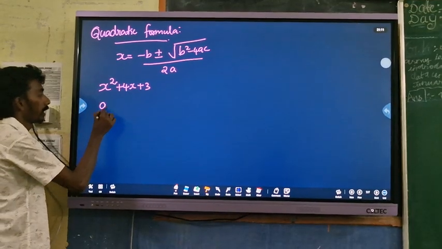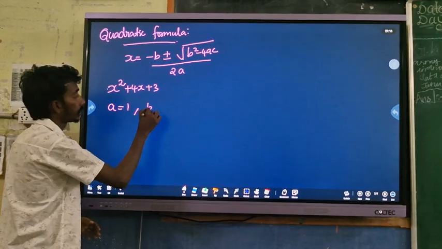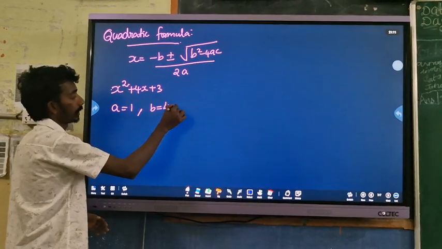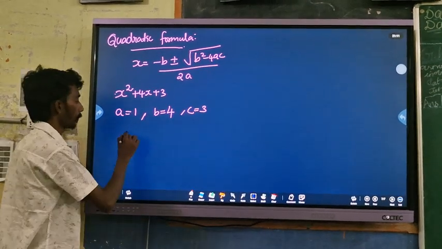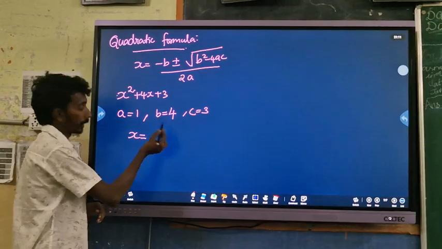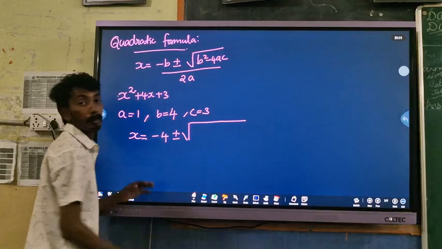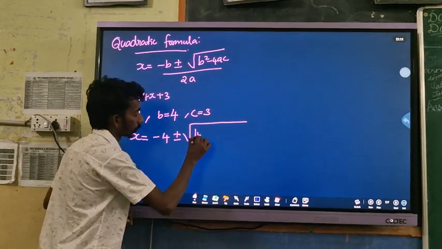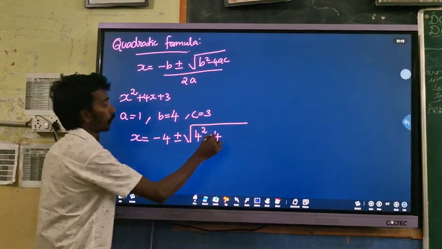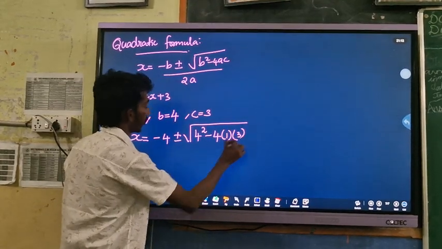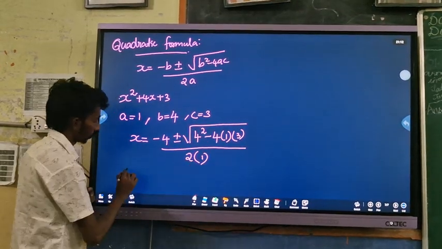So here, what is a? a is equal to 1, the coefficient of x square. Next, what is b? b is equal to 4, the coefficient of x. Next, c is what? 3. So we got a, b and c. Now x is equal to minus b, which means minus 4, plus or minus root of b square. What is b? 4. So 4 square minus 4ac: 4 into a, which is 1, and c, which is 3, divided by 2a. So 2 into a, which is 1. Now solve it.